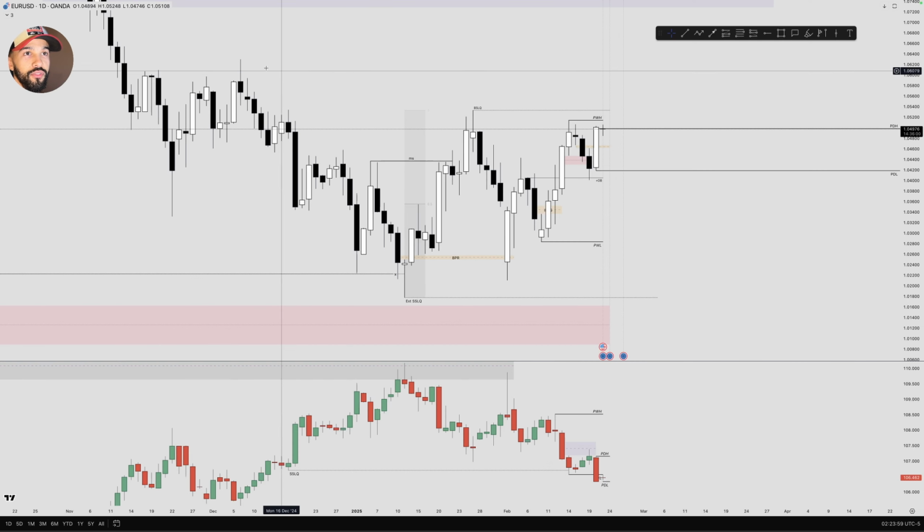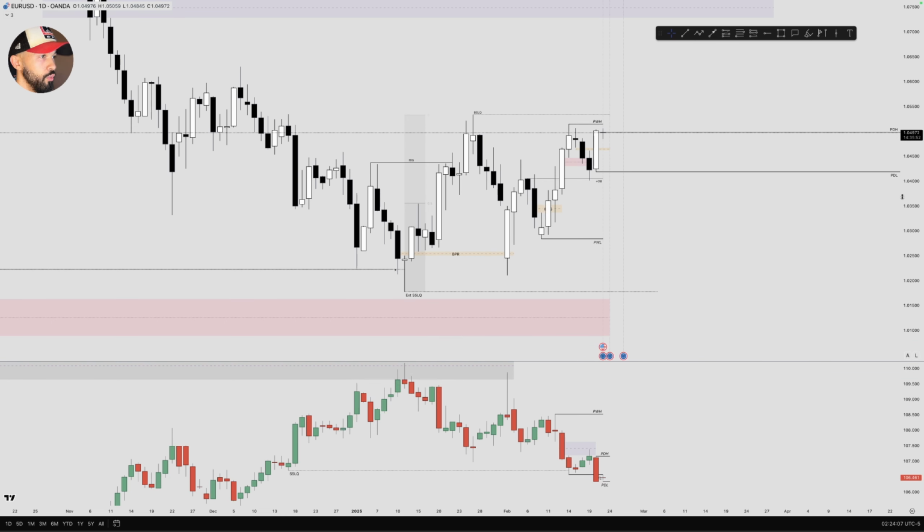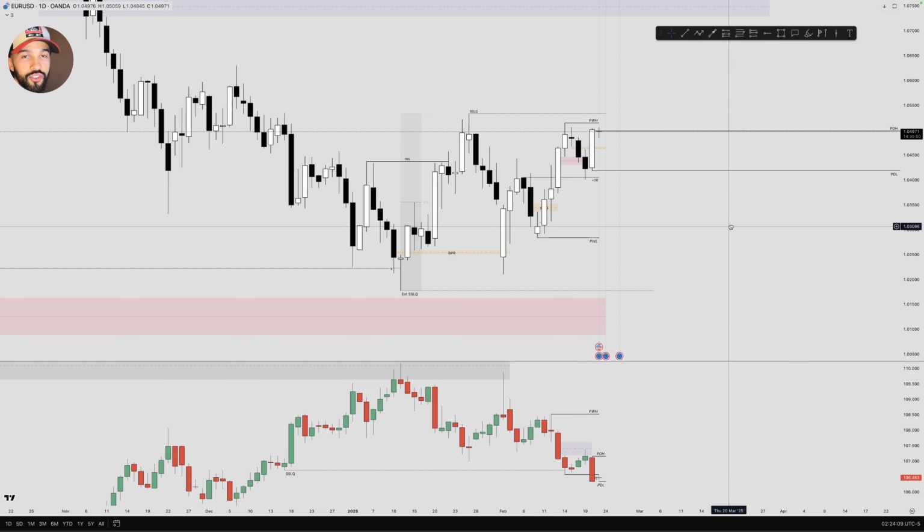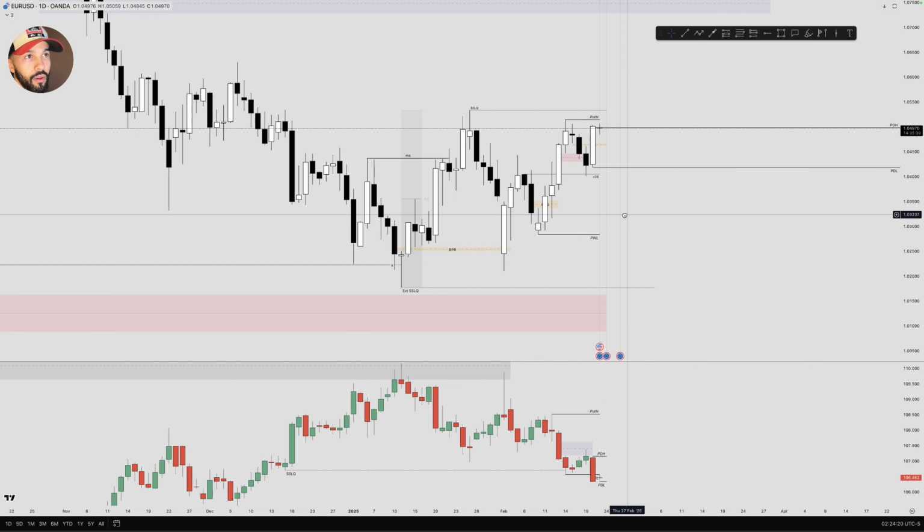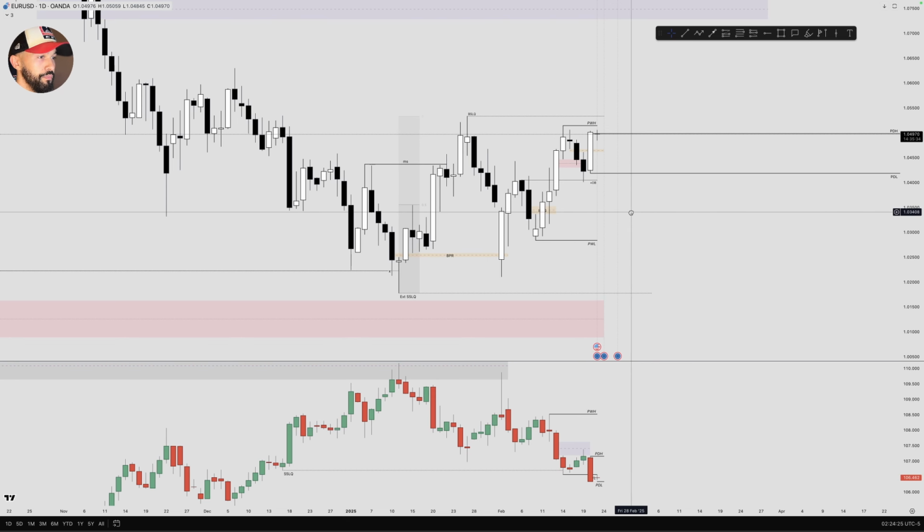Right, so we're going to start off here on the daily as usual. We have EU on the top, DXY on the bottom. So what's the daily showing us? Well, if you've watched my past videos you know I've been bullish for probably a couple of weeks now. Not just because of the daily. I'm going to be dropping a video on the weekend about how I've structured my bias, so stay tuned for that if you're interested.